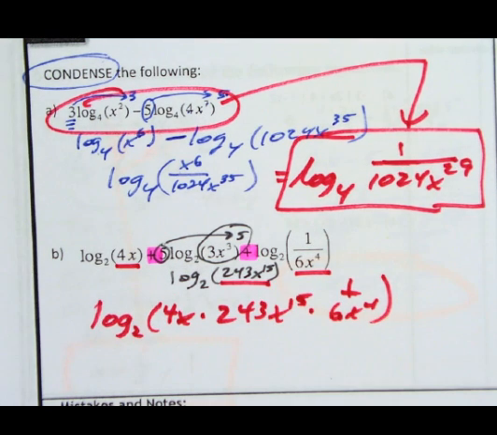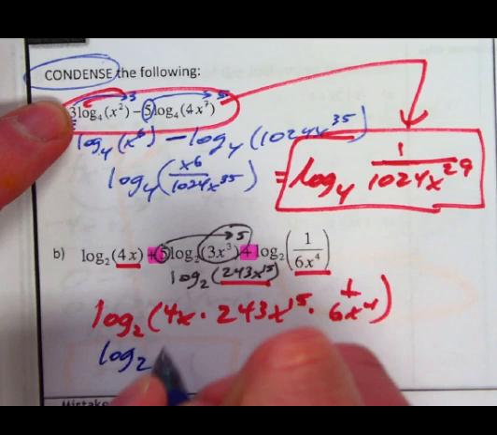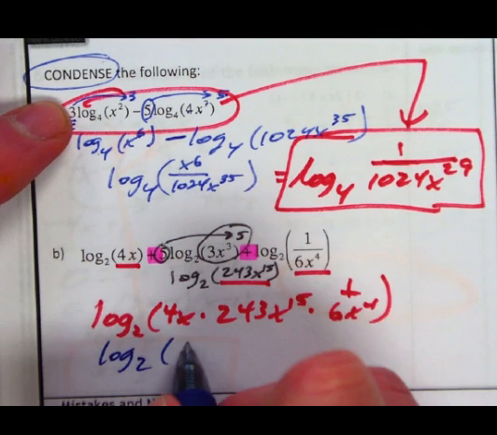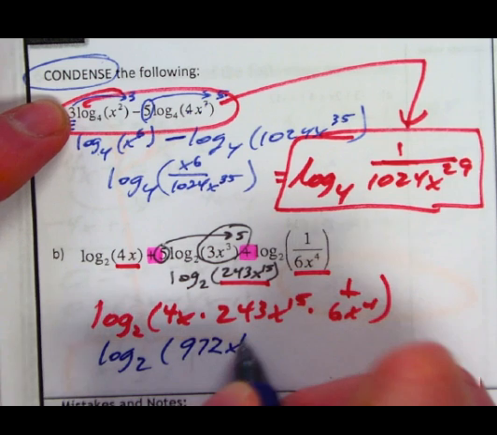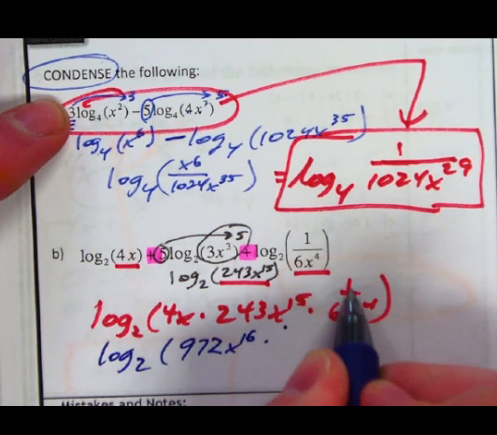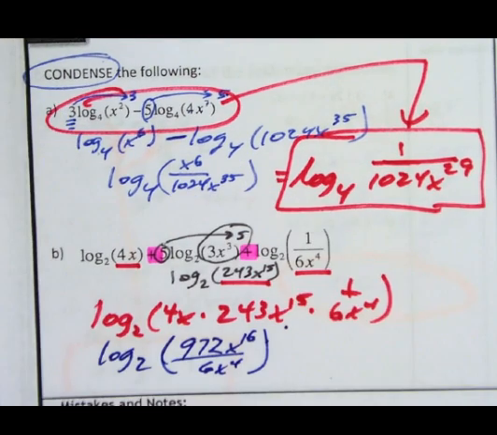Now I've got some work to do here because I've got to simplify some things. I've got to combine some like terms. Well, I've got it to 1 log, but now I just need to multiply. So here we go. Log base 2 of 4x times all this stuff. These two together would make 972x to the 16th times 1 over, so 1 would give me that, and then over 6x to the 4th. So this is what I'm left with at this point.